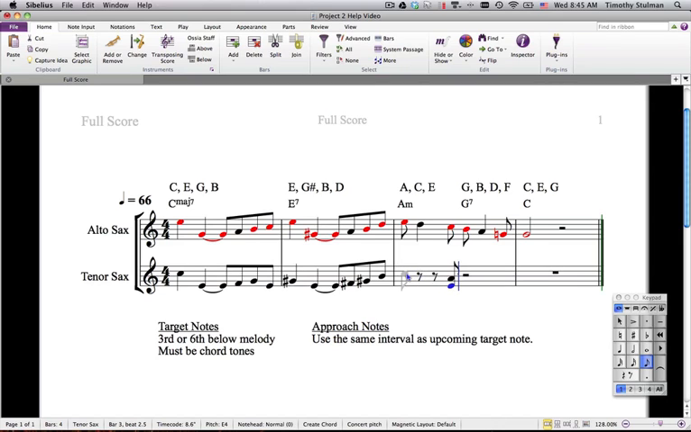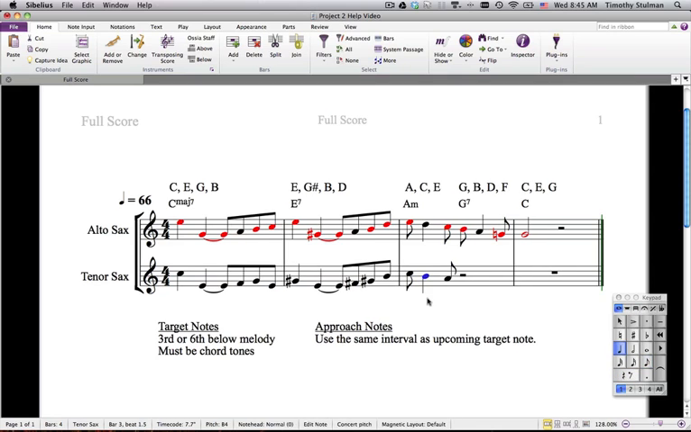Because I used a third here, it would probably be a good idea to use a third here as well, as that would most closely follow the contour of this melody. Once again, you want to try to avoid switching between thirds and sixths when the melody is active. This approach note is followed by a target note that is harmonized at a third below, and so we'll harmonize it with a third below as well.